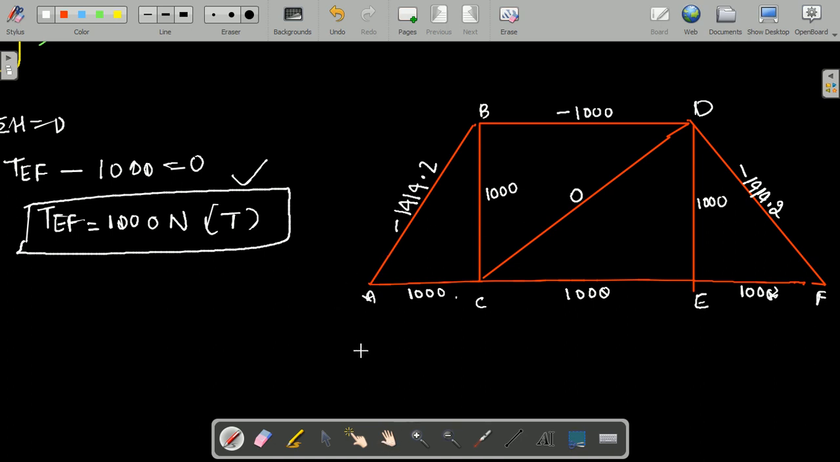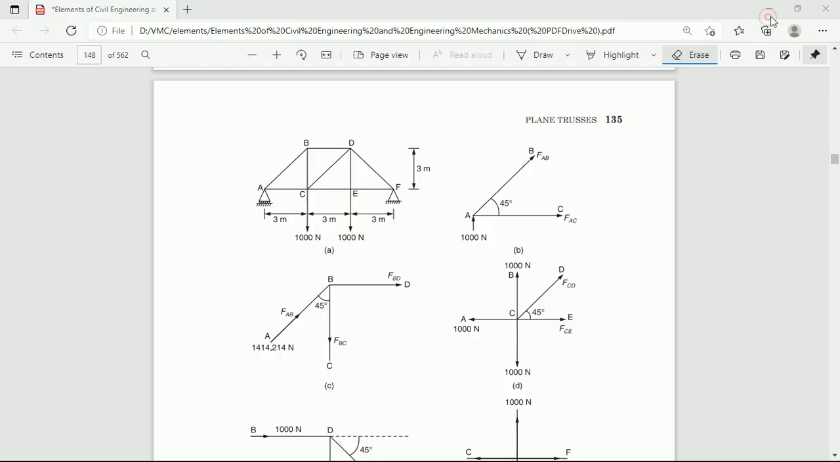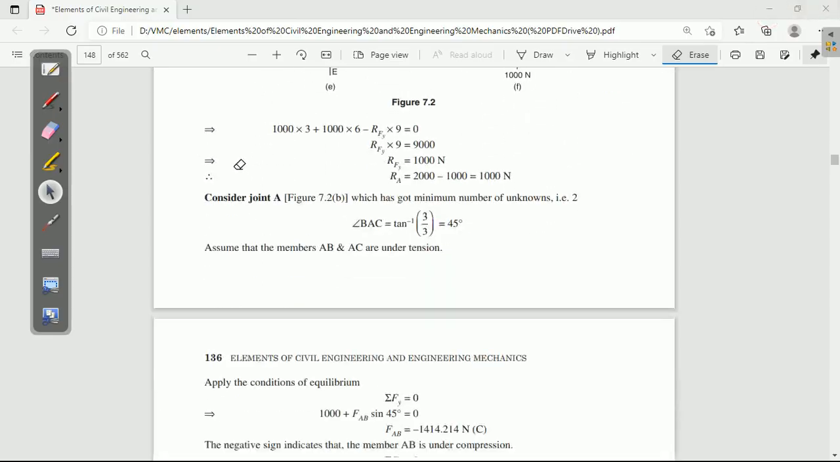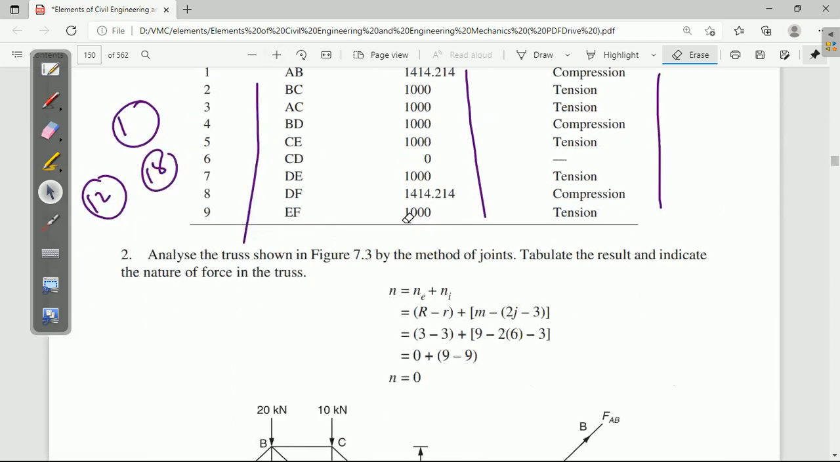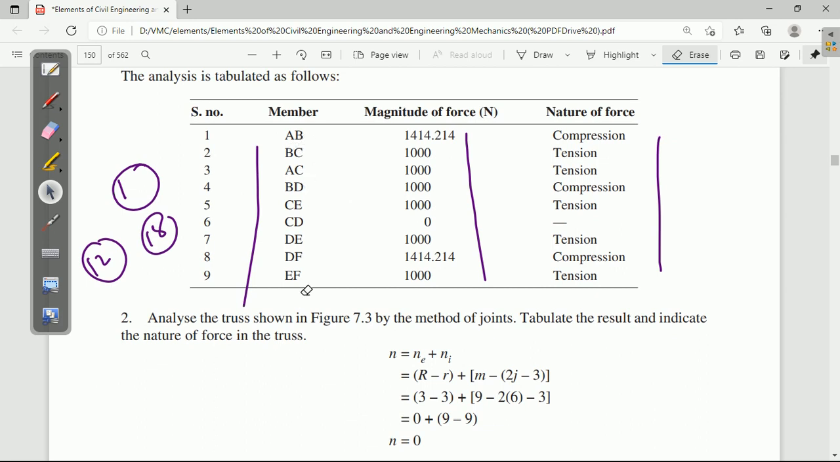Now, you need to present this in the form of a tabular column. How do we need to show this? You need to show all the members in a tabular column. You just observe here, the tabular column is there. Like this, for members AB, BC, CD, you need to write the magnitude, and you need to mention whether it is in compression or tension. As we have already seen, CD is 0, so write it as it is, CD is 0, no need of tension or compression. For AB, BC, you make the list of these and the nature of forces, whether it is compression or tension, so that you need to show.